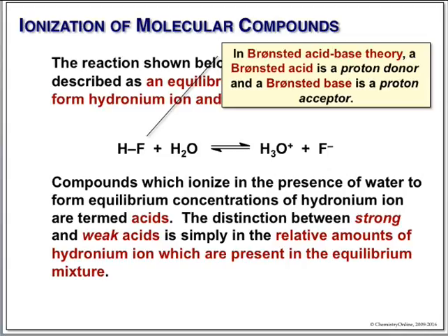In chemistry, we have two types of acids we talk about, strong acids and weak acids, and it simply has to do with the ratio of hydronium and the anion versus the acid and water. If you have lots of hydronium, it's strong. If you have just a little tiny bit, it's called a weak acid. Any questions?